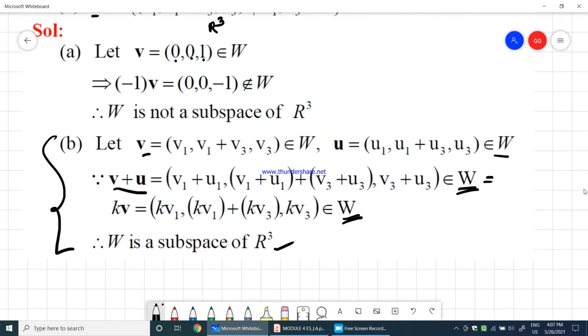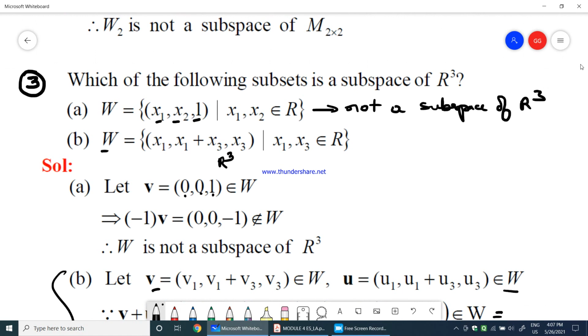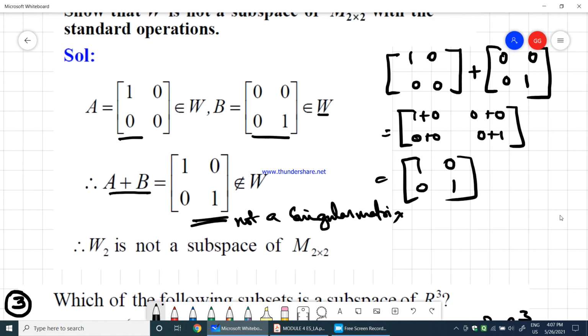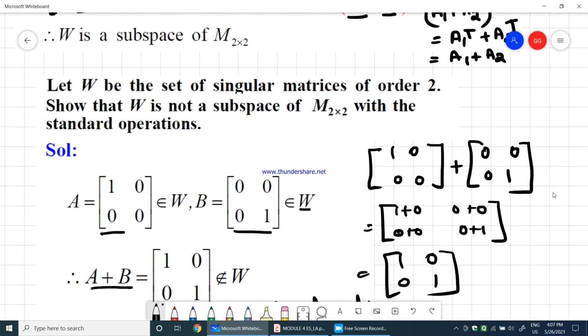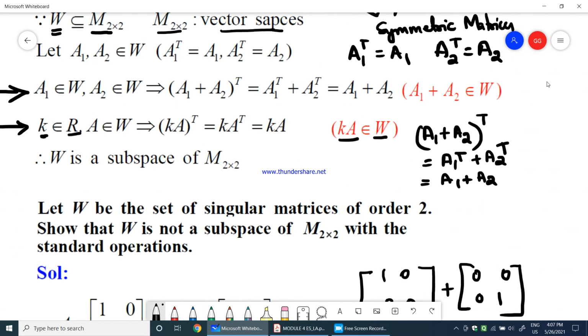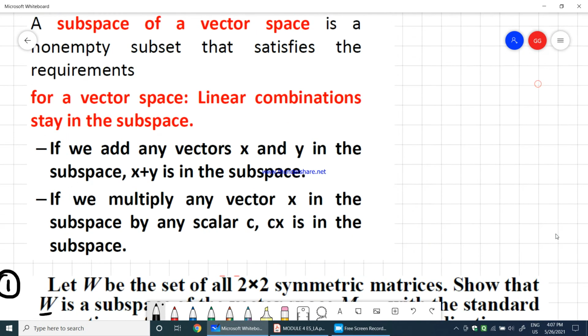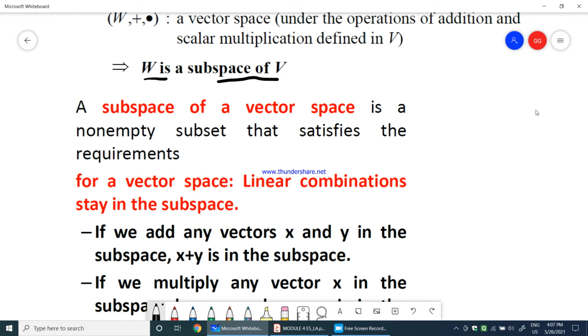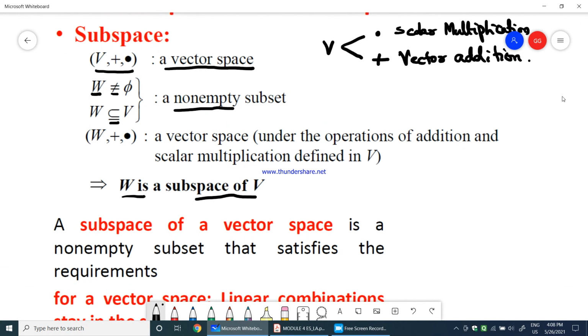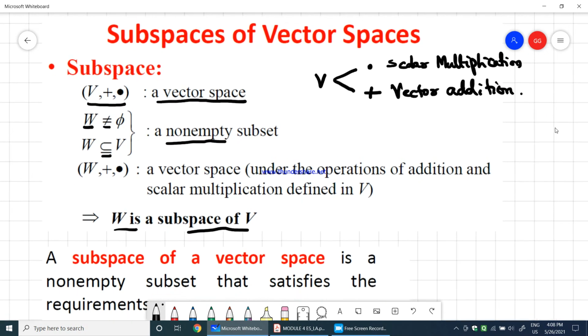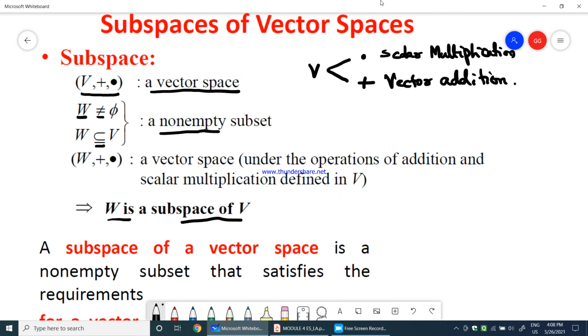With the examples I have done, I hope you are clear with what a subspace is, what exactly a subspace of a vector space is. I hope with this video you are clear with what a vector space is, the definition of a vector space, and what a subspace of a vector space is, and with some examples you are clear with the exact meaning of subspace.